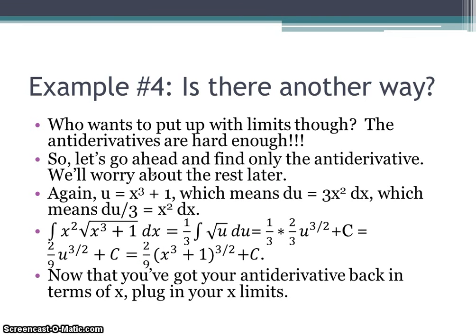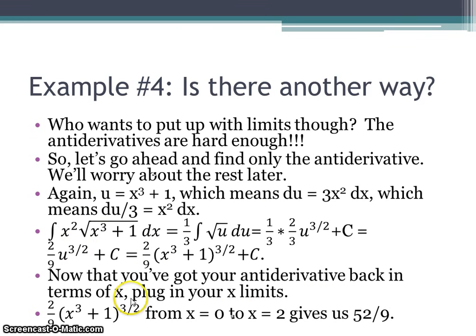Once we got everything in terms of x, we can go back and plug in our x limits, going from 0 to 2, and in that case we would get 52/9. You can see more details about that in the reading.